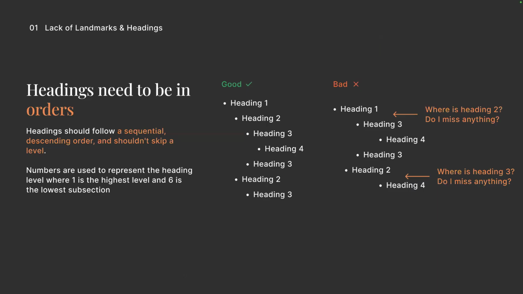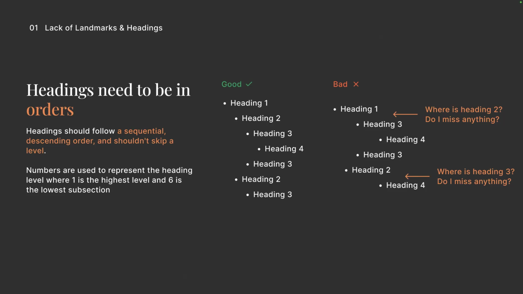Headings also need to follow a logical and sequential order to make sense, especially for screen reader users, because they can't see. Headings should always follow a sequential and descending order without skipping levels. The number in H1 all the way to H6 represents the heading level, where H1 is the highest level, typically the main title, and H6 is the lowest subsection.